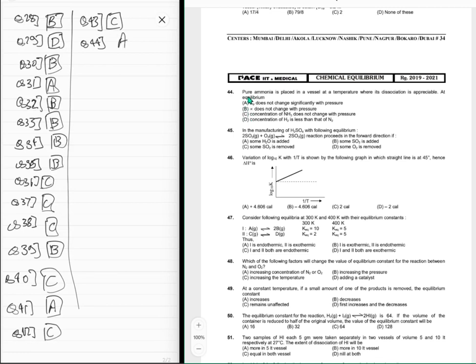Question number 45. In the manufacturing of H2SO4 with the following equilibrium, the reaction proceeds in the forward direction if more SO2 is added, or more O2 is added, or SO3 is removed. So B is correct, D is incorrect, C is incorrect, A is irrelevant. It doesn't make a difference if H2 is added or removed. So B is the way to go.